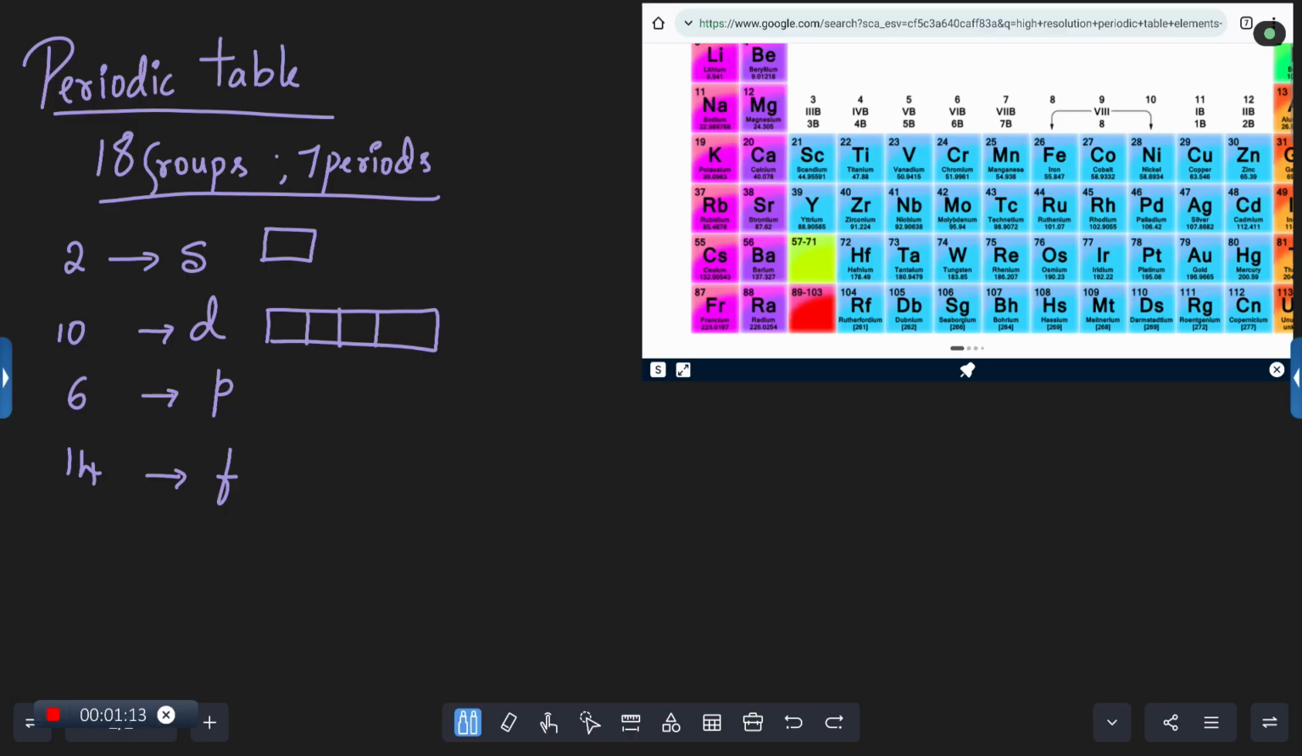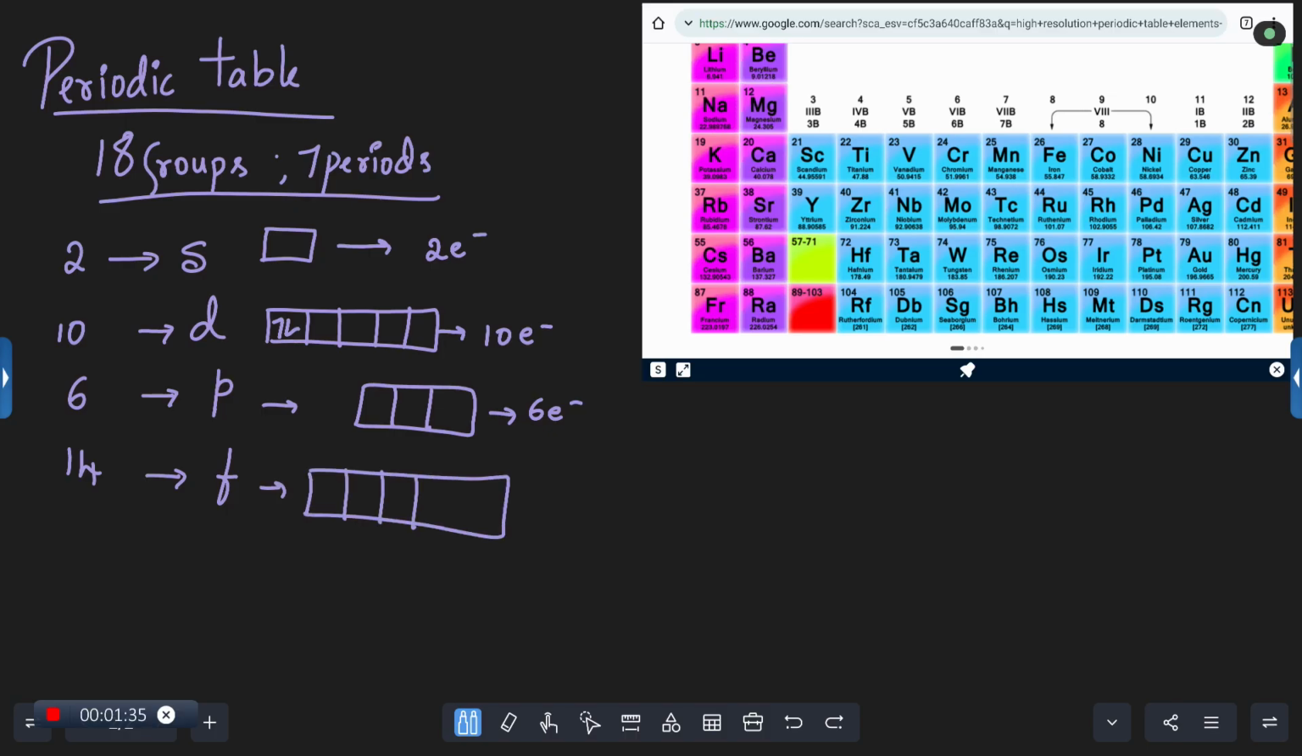So in D block, how many orbitals are there? 5 orbitals. So how many electrons in each? In each there are 2 electrons. So in total, 10 electrons. The same way for S it is 2 electrons. For P it's going to be 3 orbitals, total 6 electrons. F has how many orbitals? 7 orbitals, 14 electrons. So that is the relationship between the group, orbital and the number of electrons.